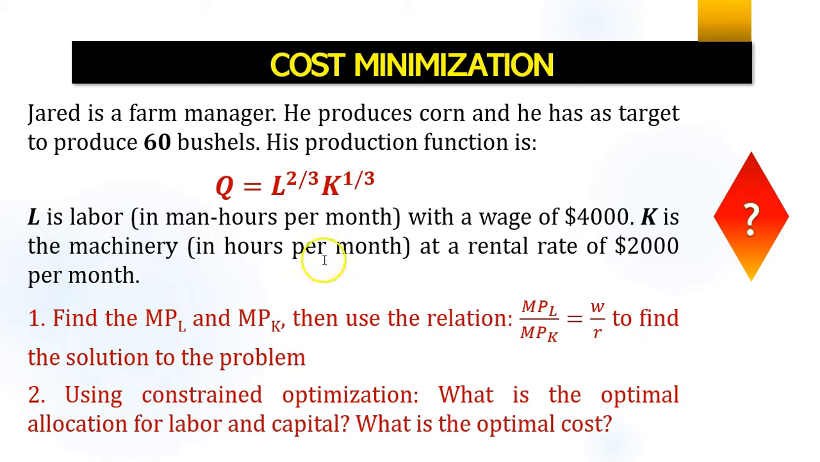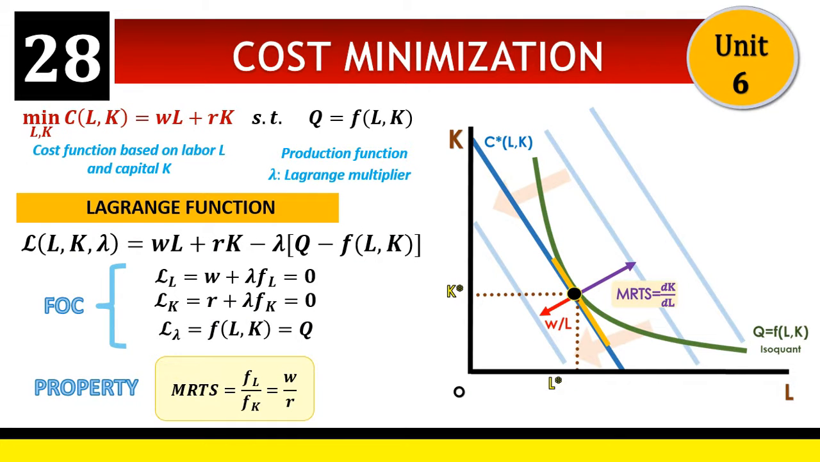Here we need to find first the marginal productivity with respect to labor and then with respect to capital. And then we will use this relationship to find the solution to the problem. This relationship comes from the cost minimization property, in which the marginal rate of technical substitution is the ratio between the marginal productivity of labor and the marginal productivity of capital, and that must be equal to the ratio of the input prices, which are wage and the rental rate.